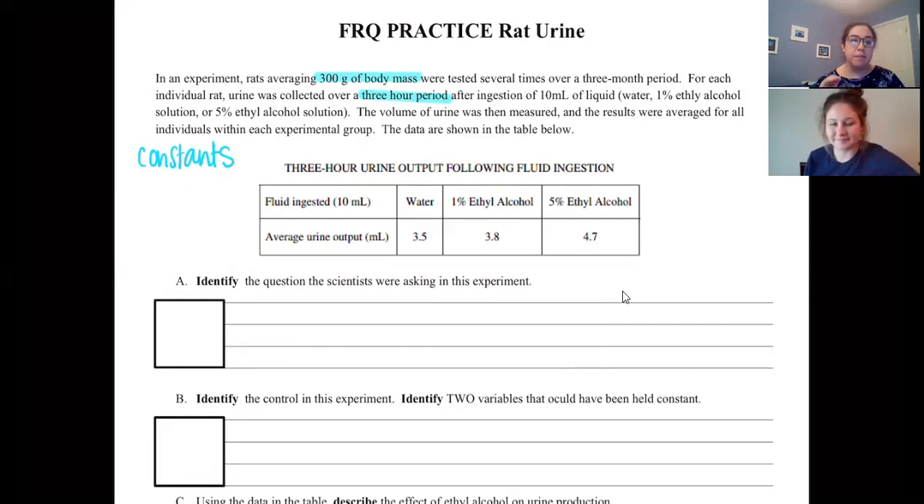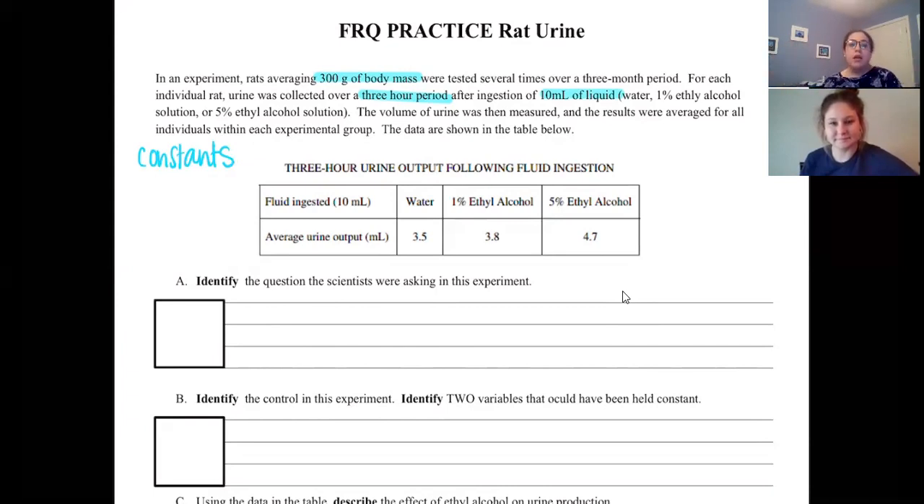Another thing that I'm noticing about the rats that was held constant is that they were all given the same amount of fluid, 10 milliliters. It makes a big difference if you order a small iced tea at Sonic and your friend gets the giant bladder blaster, 64 ounce. That's a different amount of urine that's going to be produced. So when you want to make sure that the output of urine is based on what you want to test, you've got to make sure that they all get the same amount of liquid.